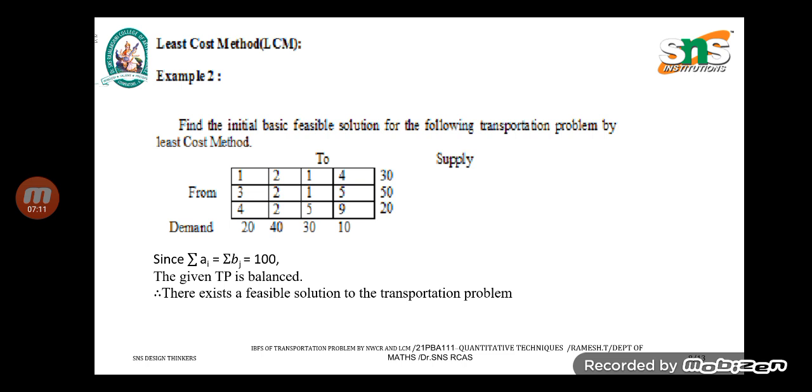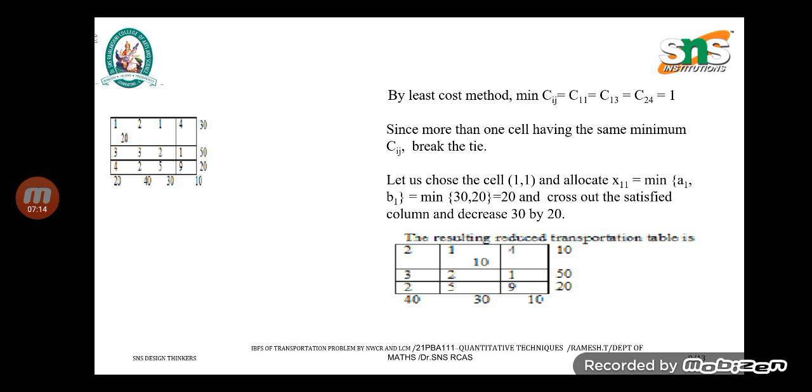So what is the least cost method? Among all the costs, we choose the minimum cost. Here in all the unit costs, the first row, first column has the minimum cost 1. So consider its corresponding supply and demand, 30 and 20. From the 30 we fill 20 demand. From that still we have 10 supplies available. Then we block the first column. Then we have the second table: 2 1 4, 3 2 1, 2 5 9 are the unit costs of the TP.